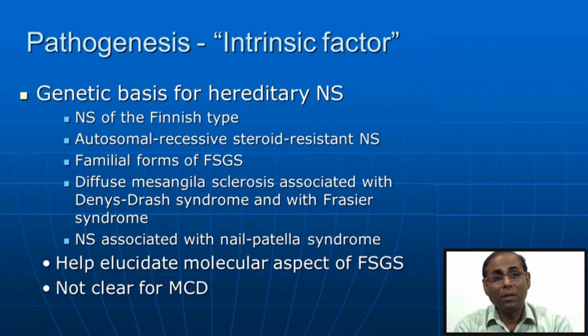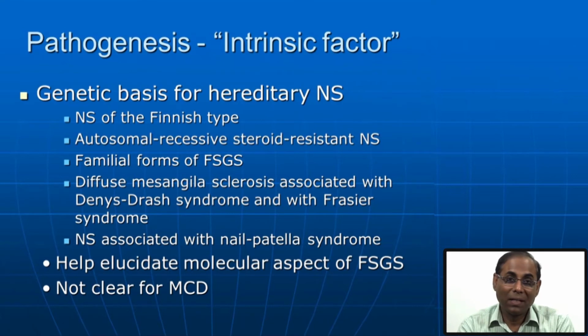Now, we ask why these things happen, what are the factors which lead to this kind of change in the podocyte. Till today it is not very clear. We still do not exactly know the cause of minimal change disease, or in some cases we know, but in the majority of cases we do not know. So, there are hereditary components. That is why nephrotic syndrome in the Finnish population, in a particular genotype, you can have more.